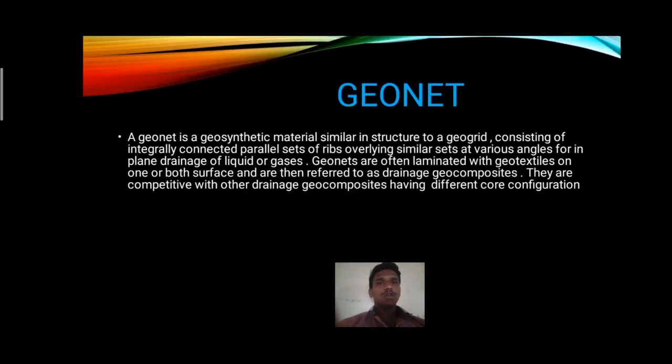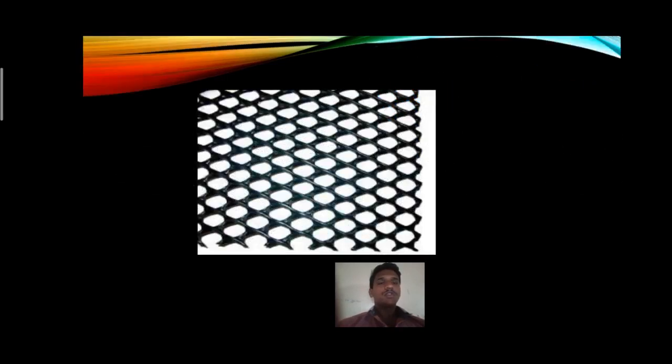Geonet. A geonet is a geosynthetic material similar in structure to geogrid, consists of intricately connected parallel set of ribs overlying similar sets at various angle for in-plane drainage of liquid or gases. Geonets are often laminated with geotextiles on one or both surfaces and then referred as drainage geocomposites. Geocomposites have different core configurations. This is an image of geonet.